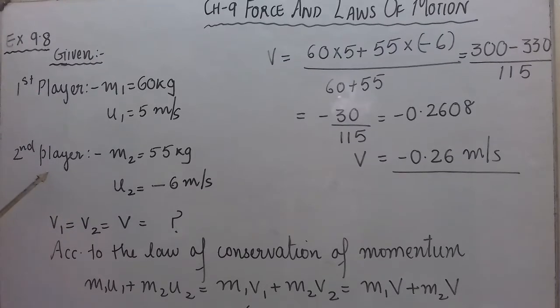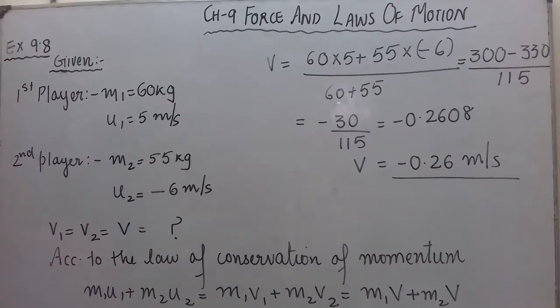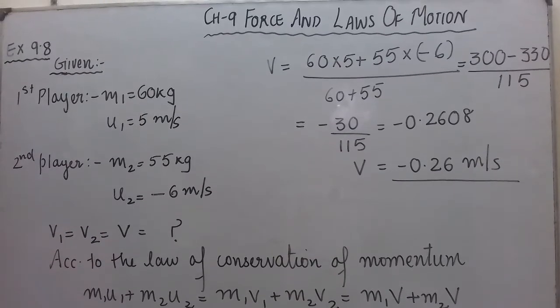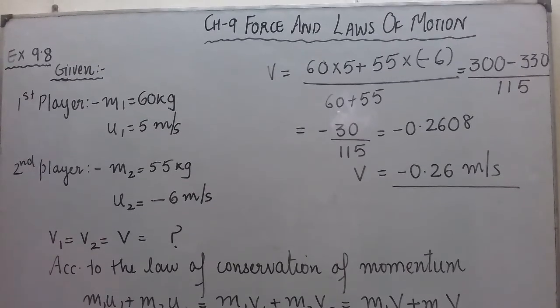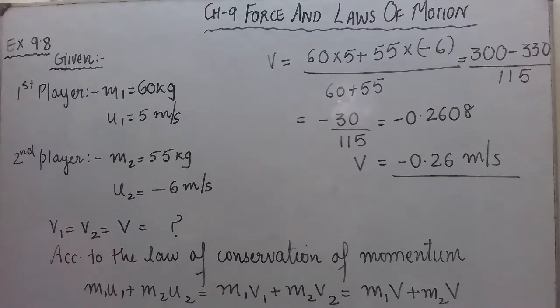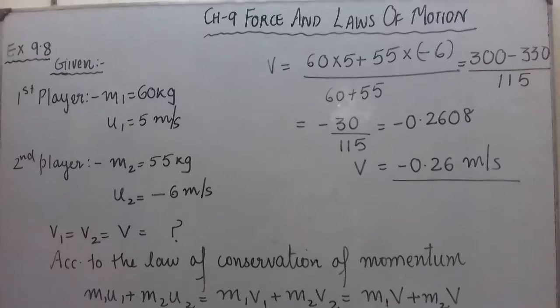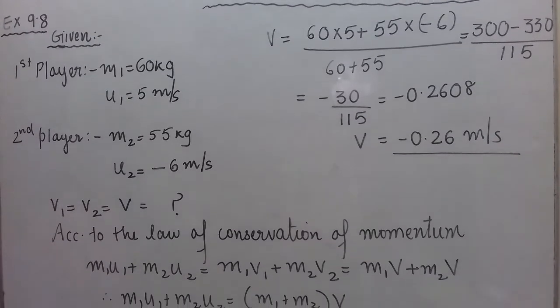As I have told you, the two hockey players who are moving in opposite directions, when they collide, they get entangled and they move together. After becoming entangled, they move together. So the question is, in which direction and with what velocity will they move after they become entangled? Assume that the frictional force acting between the feet of the two players and the ground is negligible. This is just written to show that there is no external unbalanced force acting on them.